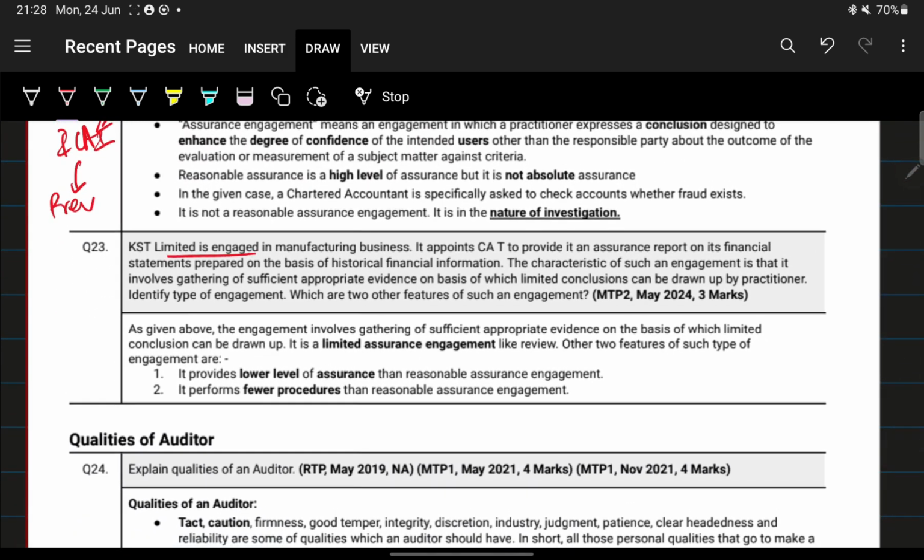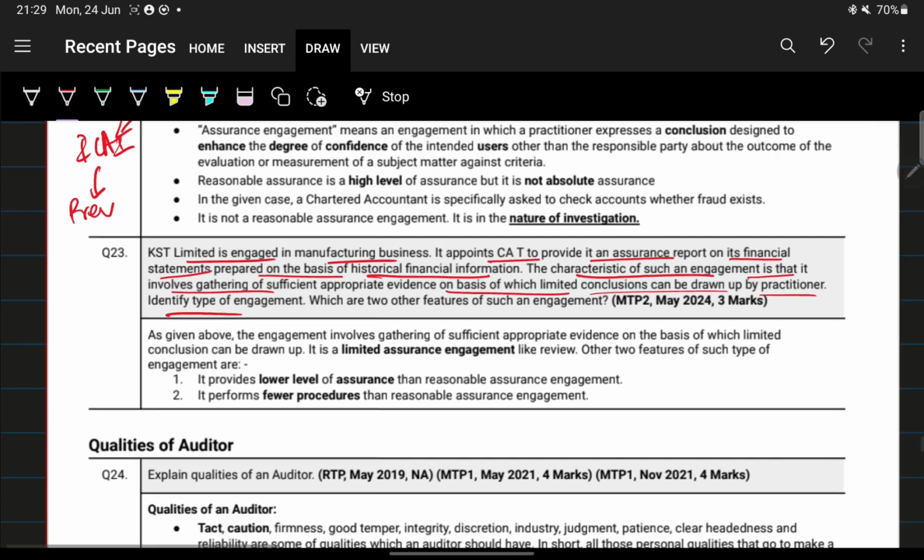KST Limited is engaged in manufacturing business. It appoints CAT to provide an assurance report on its financial statements prepared on the basis of historical financial information. The characteristic of such engagement is that it involves gathering of sufficient appropriate evidence on the basis of which limited conclusions can be drawn by the practitioner. Identify the type of engagement.